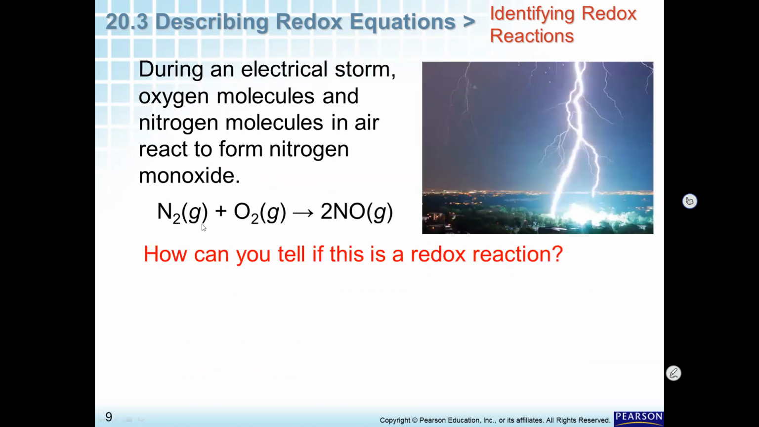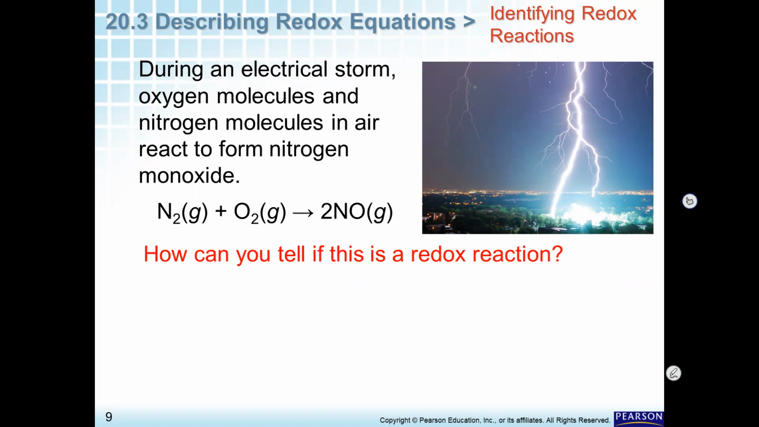Now we will see examples. Have you ever seen the lightning that happens in winter? Do you know why this happens? It's a reaction between nitrogen gas and oxygen. When these react with each other they produce a lot of energy, which you see in the form of light. Its equation is N2 plus O2 to produce 2NO. The question is how can you tell if this is a redox reaction or not? So if someone asks you, is this reaction an oxidation reduction reaction or not, how are you going to answer him?